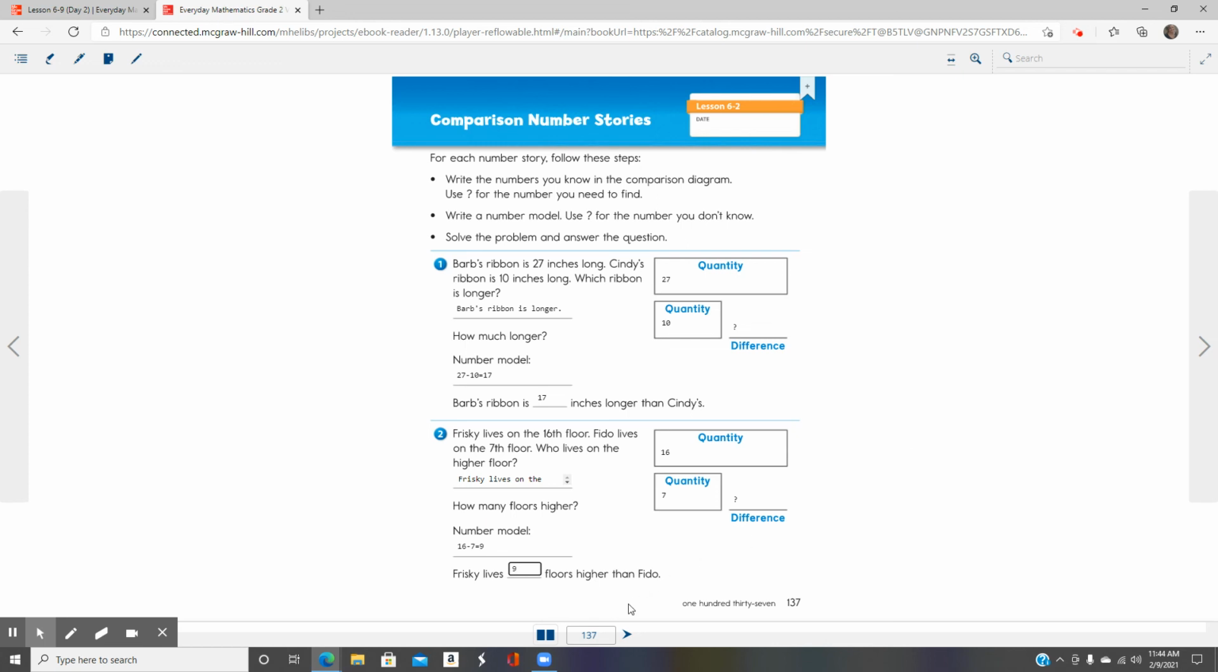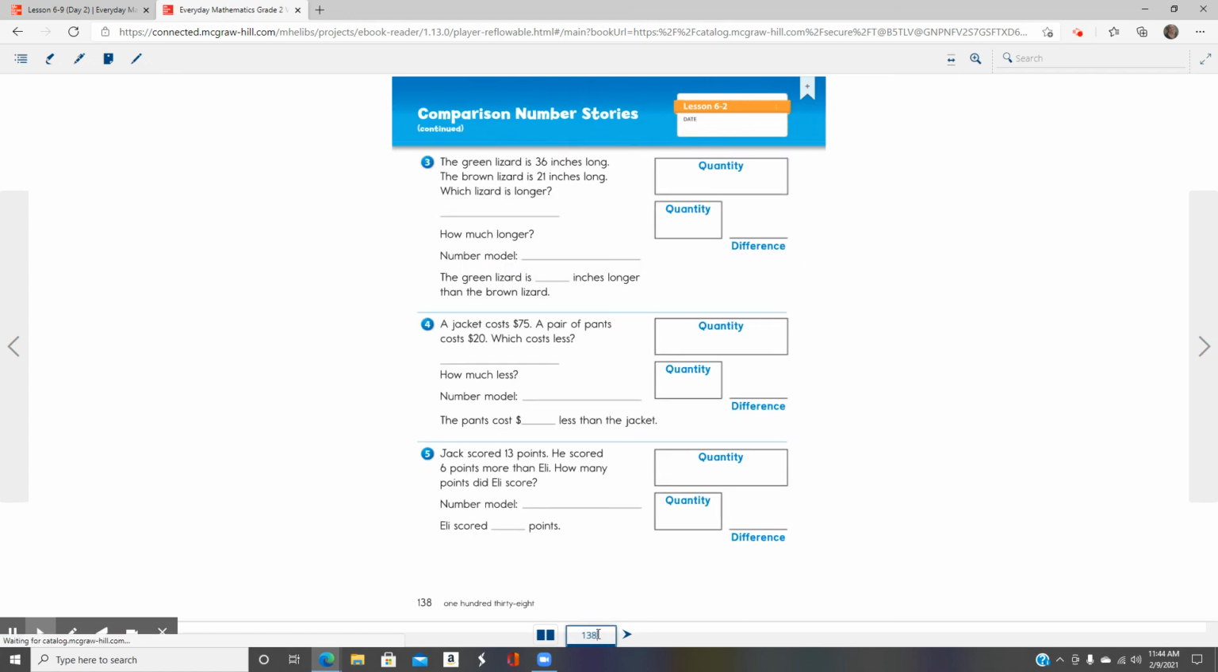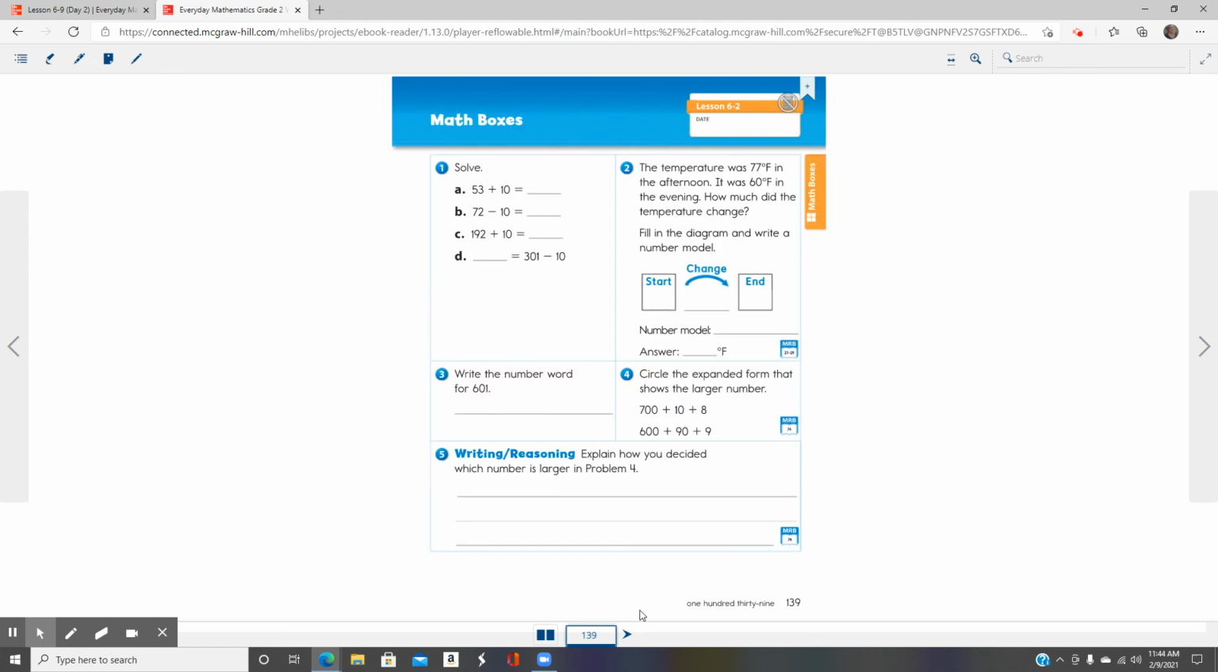For your assignment today, for your homework, so to speak, you're also going to do page 138. There's more comparison diagrams. And you're also going to do page, I did say 138, right? Okay. You're going to do page 139 to practice what you have learned so far this year. A little bit of it anyway.